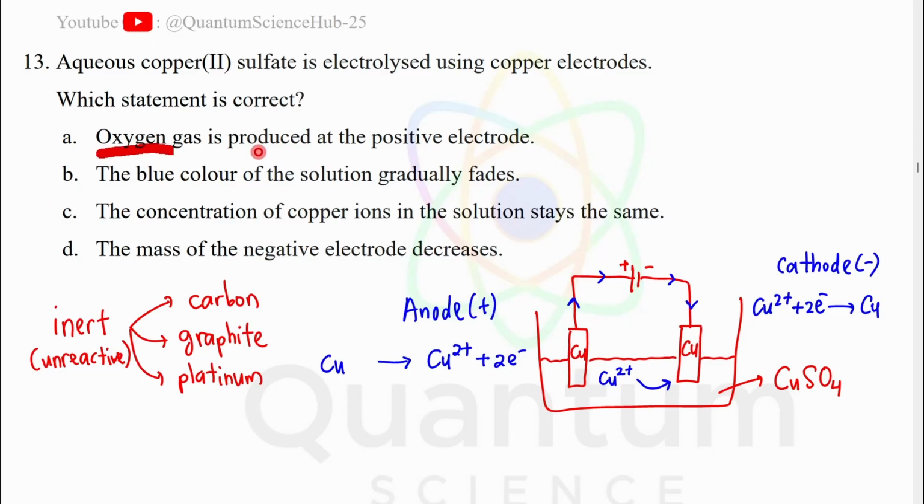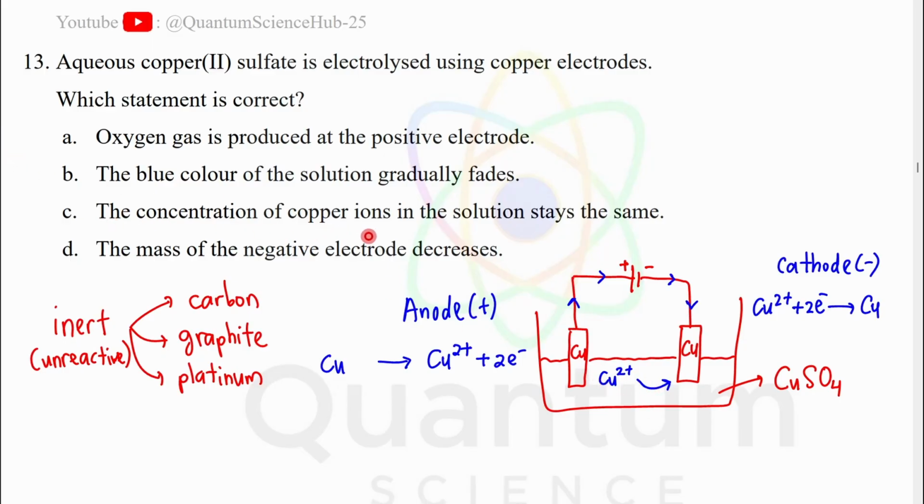Okay, now let's check the options here. Option A, oxygen gas is produced at the positive electrode? No. Option B, the blue color of the solution gradually fades. So it means the color is changing. Do you think there is a changing of the color? No, because it is just the transferring of ions from positive electrode to negative electrode, right? So that means the anode will become thinner and the cathode will become thicker because you transfer all the ions from positive to negative, while the concentration here is the same because it is just transferring of ions, right? So statement B is also wrong.